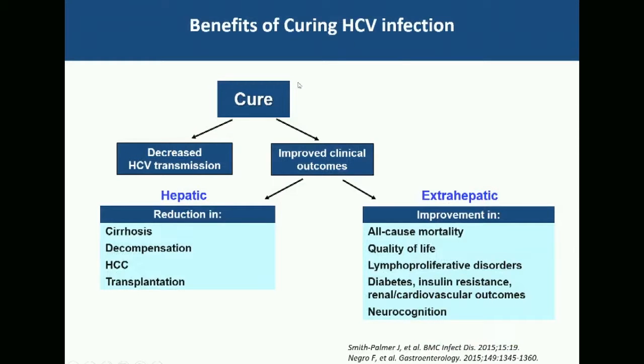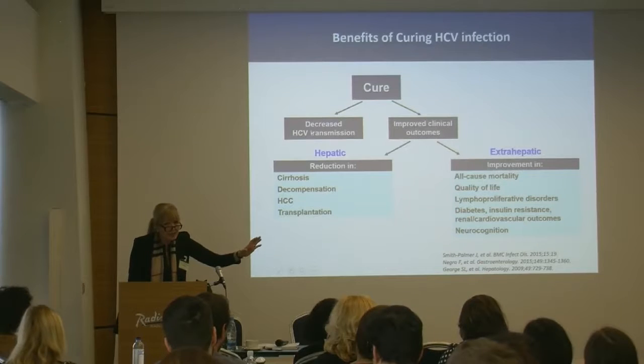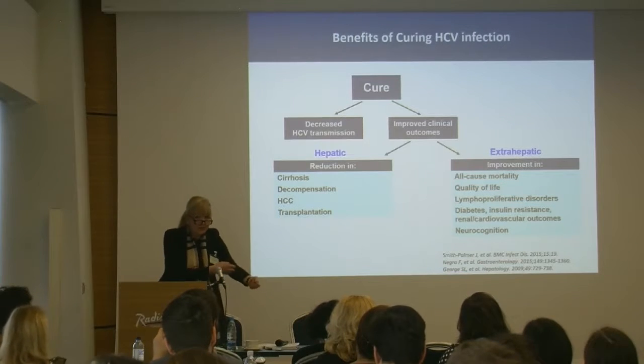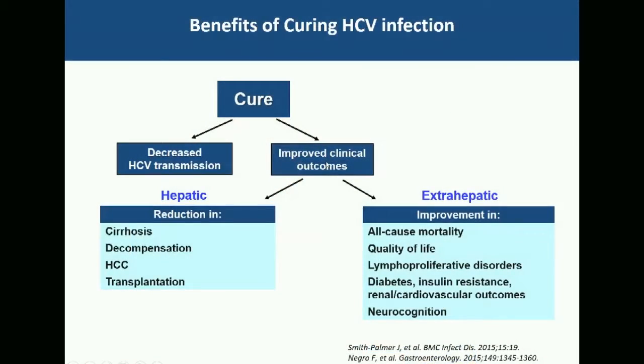So actually the benefit is immense. It's a benefit on the epidemiological level, because when you cure a drug user, and you know the drug users are the driving force of this infection, he won't transmit infection. Generally speaking, the studies have shown that in 5 years you can prevent 15 new infections if you treat one drug user. However, it depends in which country you are and what the epidemiological situation is. And on the individual level, of course, it improves the clinical outcome, either hepatic or extrahepatic.